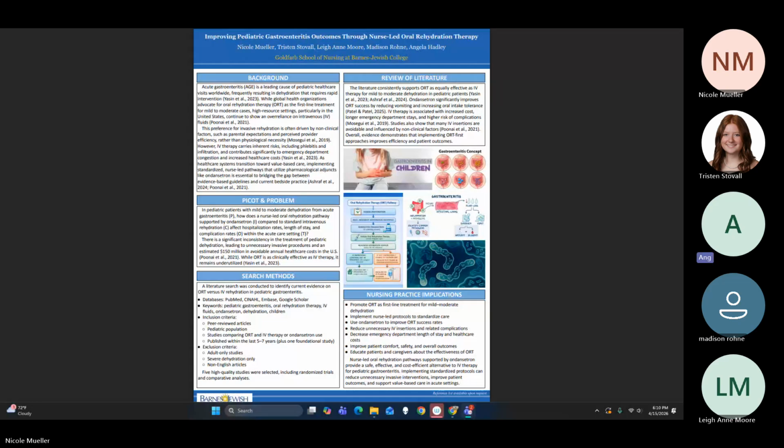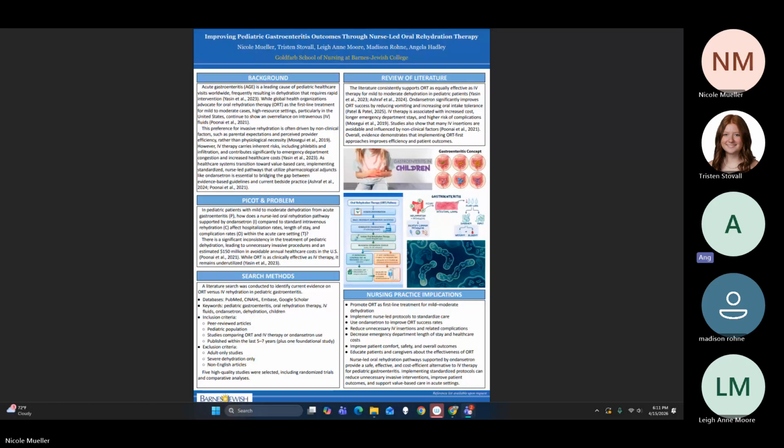In addition to physical risks, there is also a significant emotional impact. IV insertion is often reported as one of the most painful and stressful experiences for children in the hospital. This can affect how they respond to healthcare in the future. From a broader perspective, this issue also has a major economic impact. Research shows that avoidable hospitalizations related to pediatric gastroenteritis cost the U.S. healthcare system millions of dollars each year. Much of this cost is linked to the overuse of IV therapy when oral rehydration could have been used instead.